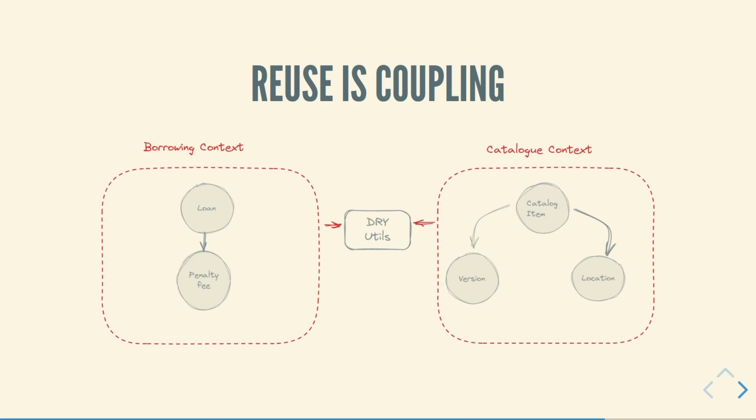In a well-designed package, we've got a small number of public types, and then a much larger number of private types and functions that abstract over that complexity. This gives us a low surface area. So in our borrowing context, we've only got these two things, loan and penalty fee, and all the internal details are hidden away. By contrast, in a utils package, everything is public by definition.